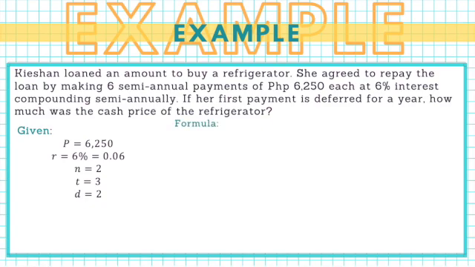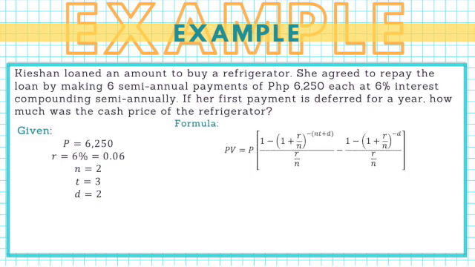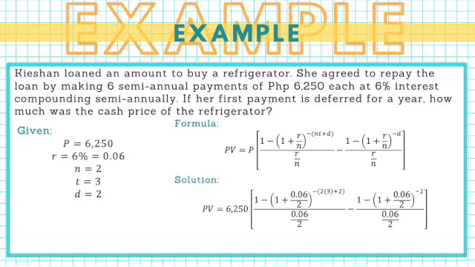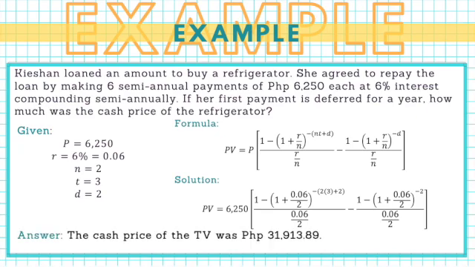Okay, now for the formula, since we are asked how much was the original price of the refrigerator, we're going to use the formula for present value. Okay, so substituting the values to our formula and using our calculators, we can compute that the cash price of the refrigerator was 31,913 pesos and 89 centavos. Okay. Next example.